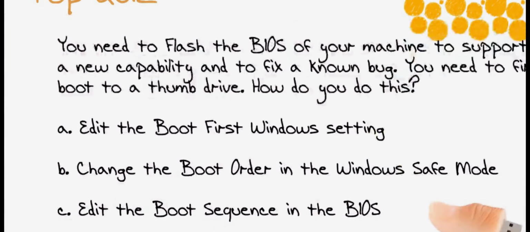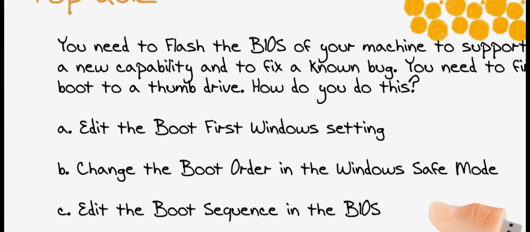Boy, we covered a lot of information together in this nugget, didn't we? And occasionally, every now and then, you never know when it's going to happen. That's why it's called a pop quiz. We're going to have a pop quiz. It's pop quiz time in this nugget, and we need to flash the BIOS of our machine to support a new capability and to fix a known bug. You need to first boot to a thumb drive. How do you do this? A, edit the boot first Windows setting. B, change the boot order in the Windows safe mode. C, edit the boot sequence in the BIOS, or D, you can only boot first to a hard drive?